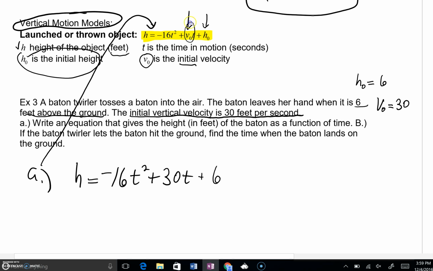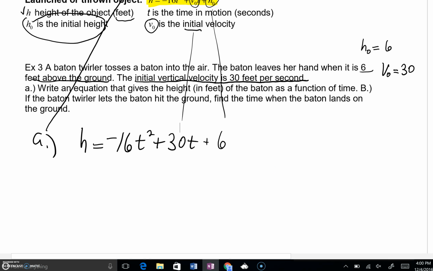I've just found my initial velocity, my initial height. I've written them into that formula. This formula can tell me the height for any given time. So you could say plug in t equals 2, 2 seconds after this girl has thrown the baton up in the air. If you let t equal 2 and work that out, you'll know how high the baton is from the ground, what the distance from the ground is.